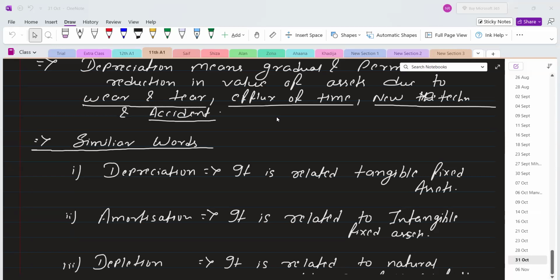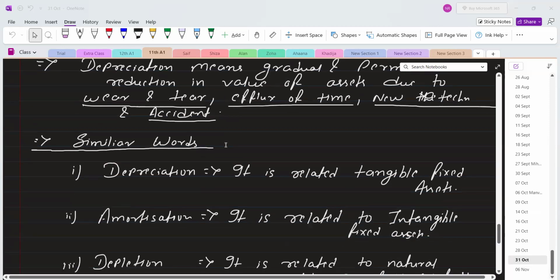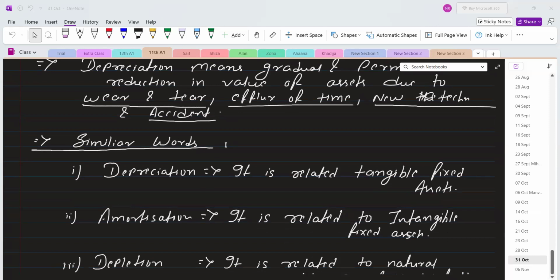The chapter name is depreciation. We have started in the previous class. This is the definition, then the similar words, all these theory. Actually, you should take this screenshot. Don't write it because it will take much more time. So take the screenshot of these.